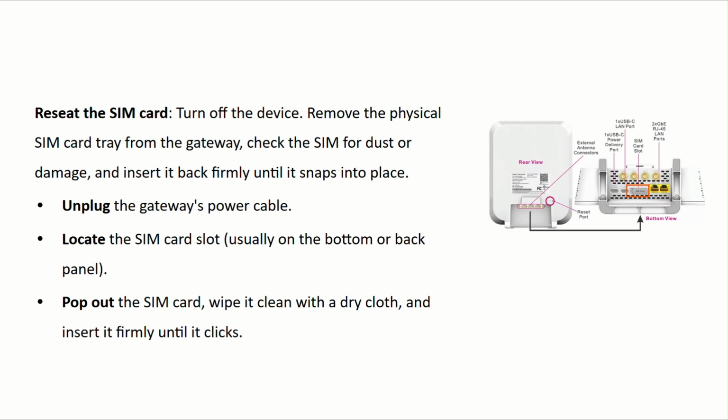Reseat the SIM card. Turn off the device, unplug the gateway's power cable, locate the SIM card slot, usually on the bottom or back panel, then pop out the SIM card, wipe it clean with a dry cloth, and insert it firmly until it clicks.